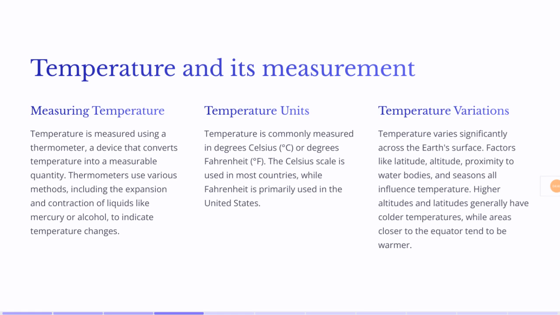Temperature variations. Temperature varies significantly across the Earth's surface. Factors like latitude, altitude, proximity to water bodies, and seasons all influence temperature. Higher altitudes and latitudes generally have colder temperatures, while areas closer to the equator tend to have warmer.